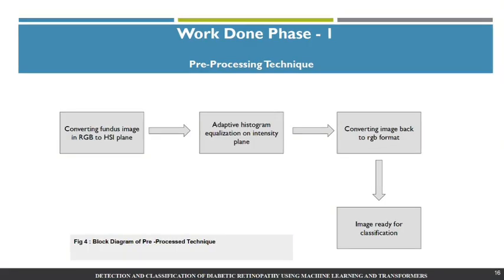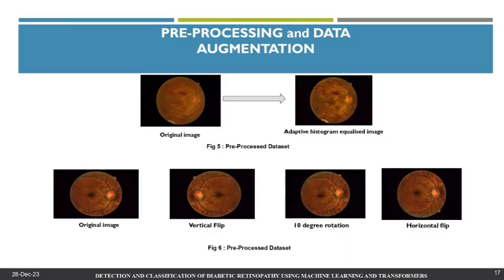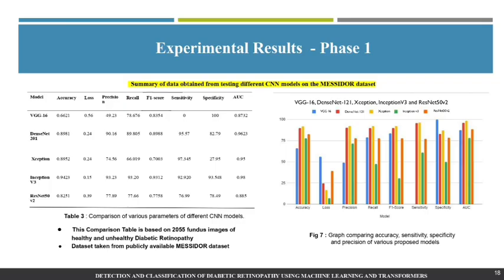In the first phase of our work, we have gone through some pre-processing techniques. Here is the simple block diagram. Basically, we have done adaptive histogram equalization so that the image can be further processed for classification. These are the results after performing the adaptive histogram equalization and data augmentation. We have done vertical and horizontal flip with 10-degree rotation of each data point. These are the results we have got after the comparison of CNN models. From this table, we can observe that InceptionV3 and DenseNet121 have given the best results with our dataset, with 94 and 89% accuracy respectively.